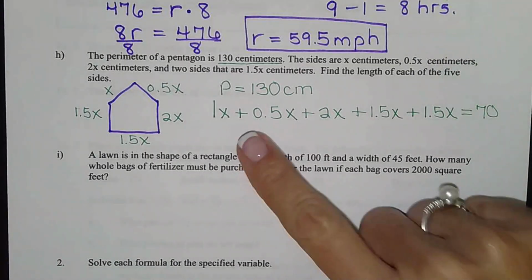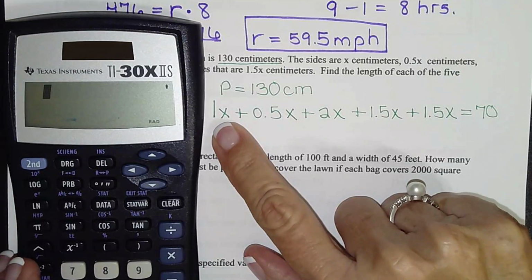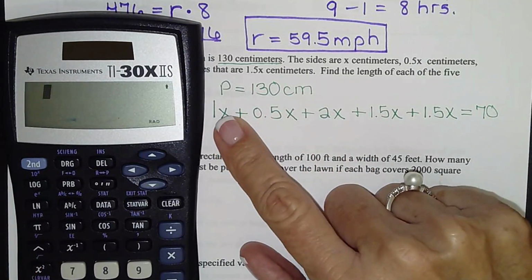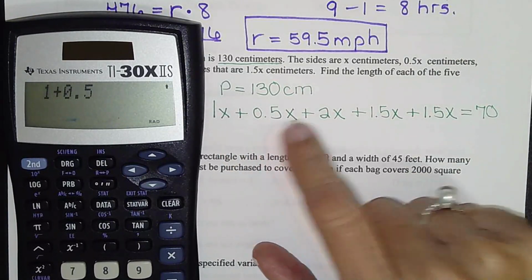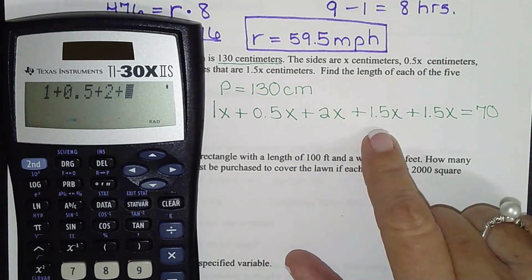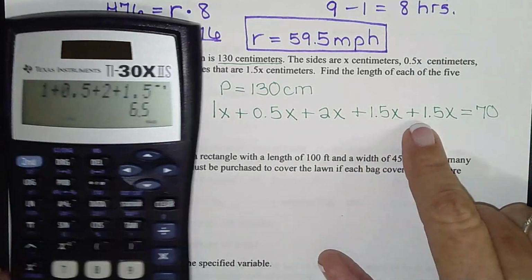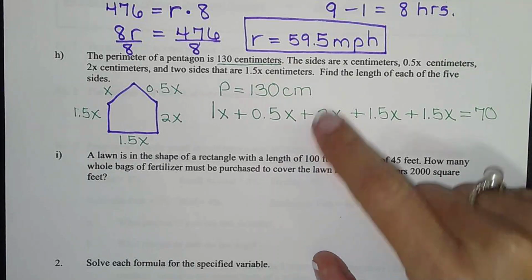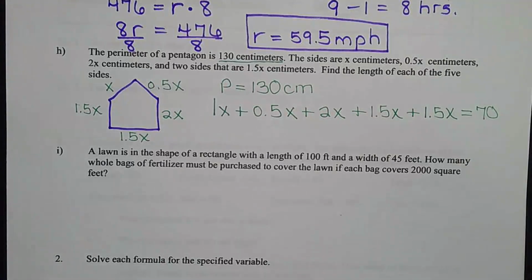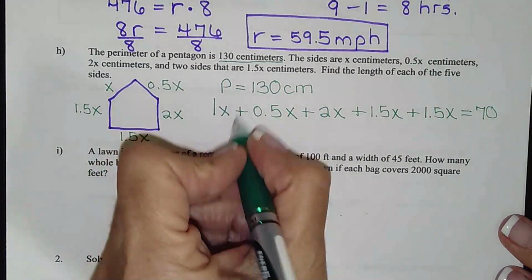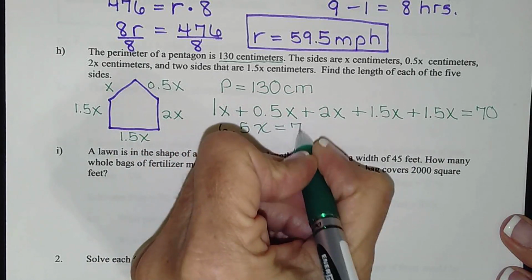And probably easiest to do this in your calculator, especially if you're doing a test. And remember, we're just doing the numbers in front, not the x's. So 1 plus 0.5 plus 2 plus 1.5 plus 1.5. So I'm going to guess it first before I look. 3, 4, 5, 6.5. Yes! I always like to do that. I'm a math nerd. I like to play games. So 6.5x equals 70.